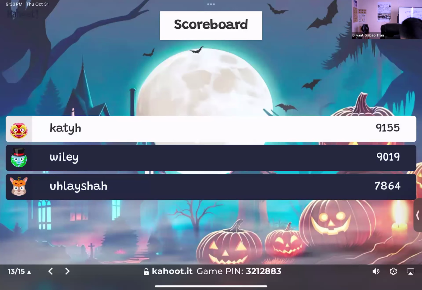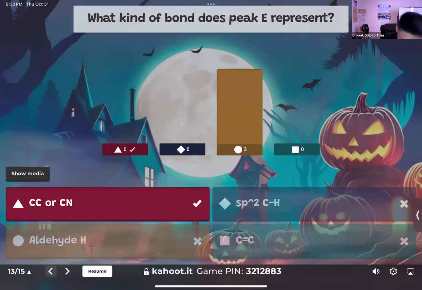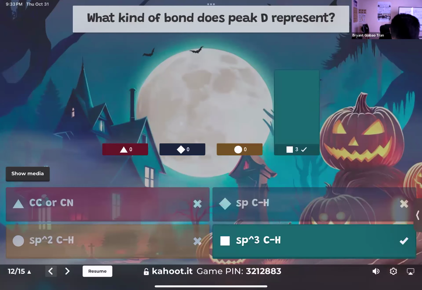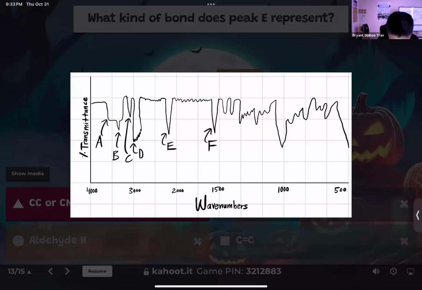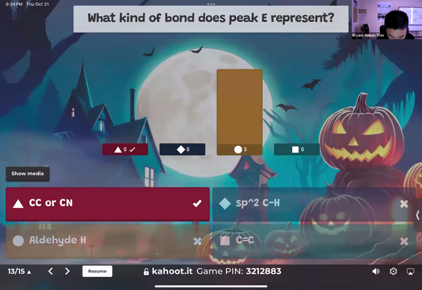Oh, you guys got it wrong. Oh, okay, okay. Oops. So let me explain this. I thought you guys all got it correct. Let me go back. Okay, so they're asking for peak E, right? And peak E is a little bit above 2000. So let's say that's like 2100, 2200. That's the triple bond region, right? Which is the C triple bond C or C triple bond N, alkyne or nitrile.